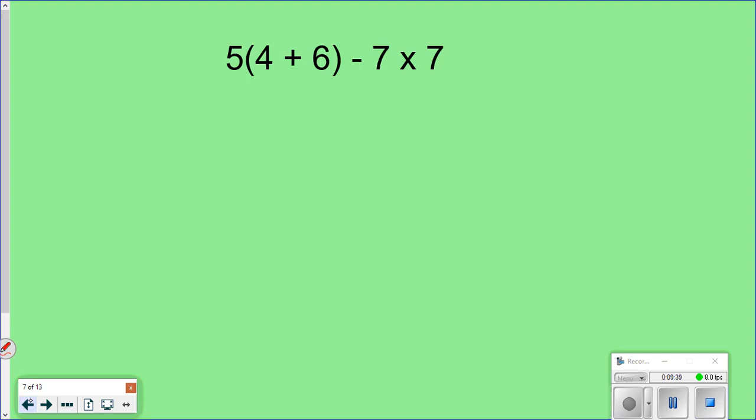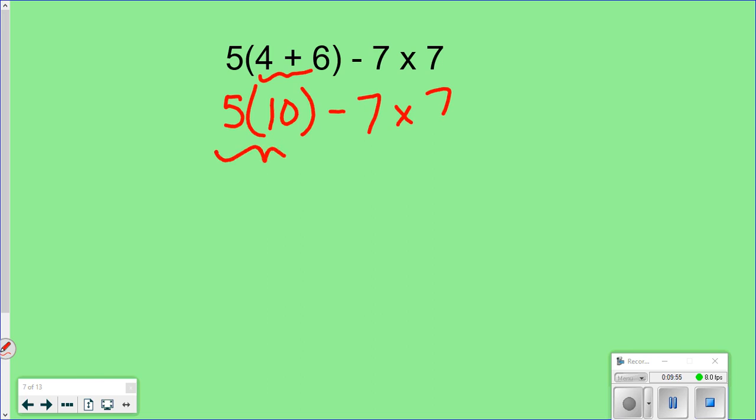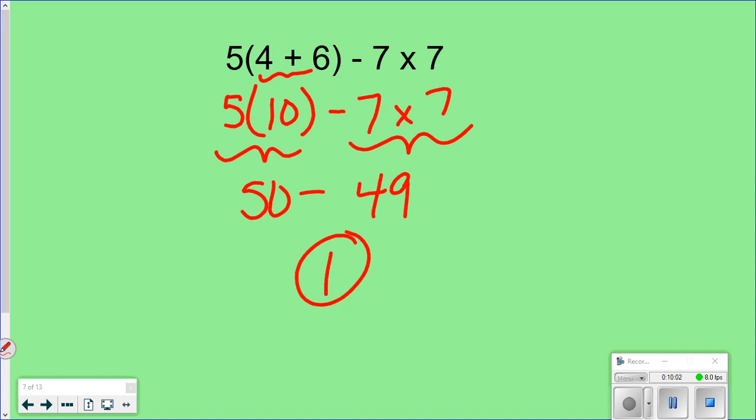Another one, if you want to try this one yourself, this would be a good idea too to try by yourself. Okay, if you're going to try it by yourself, this is how it would look. Okay, I did this first. All right, now the next thing, I'm going to have to do this and this. So I have 50 minus 49, and you should get 1 as an answer.